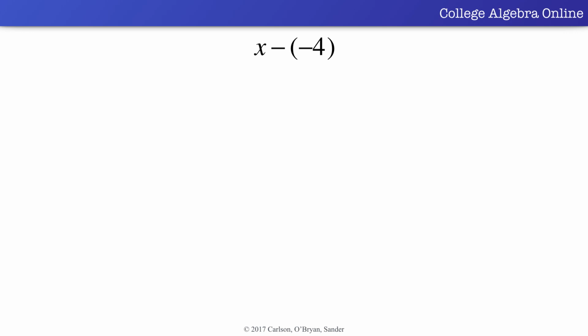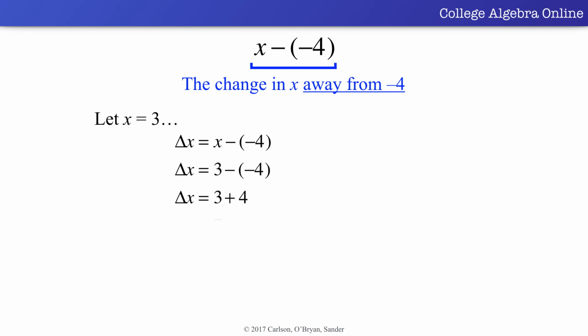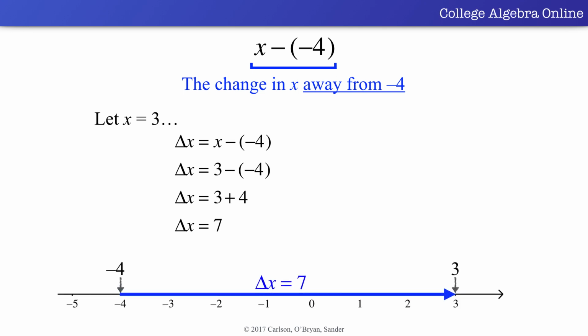Thinking about changes in quantities, how might we interpret the expression x minus negative 4? For any value of x, x minus negative 4 represents the change in x away from negative 4. We can see that this makes sense by choosing a value for x and evaluating. Let x equals 3. Then delta x equals x minus negative 4, so delta x equals 3 minus negative 4, and so delta x equals 3 plus 4, which equals 7. A change in x from negative 4 to 3 is an increase of 7, so delta x equals 7.